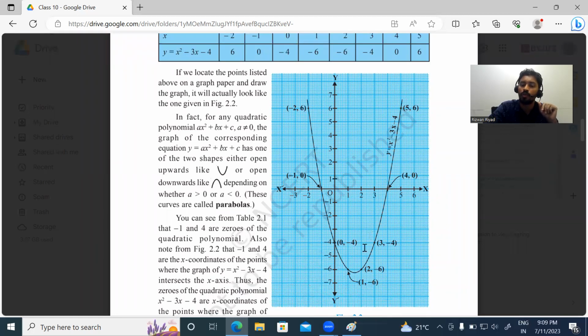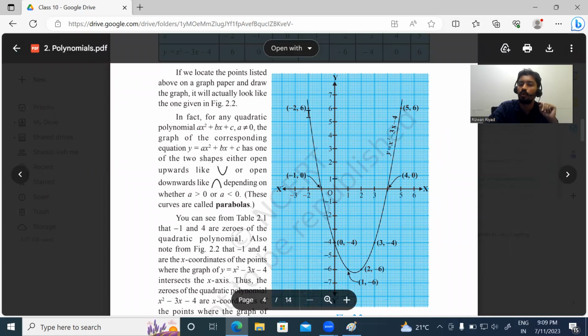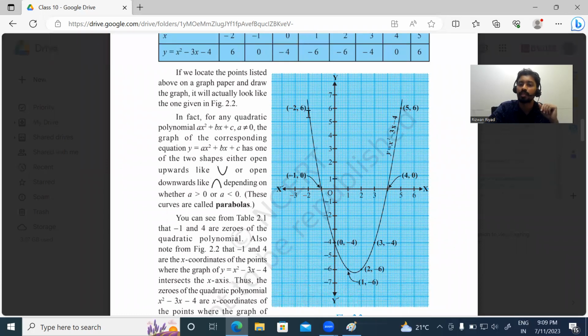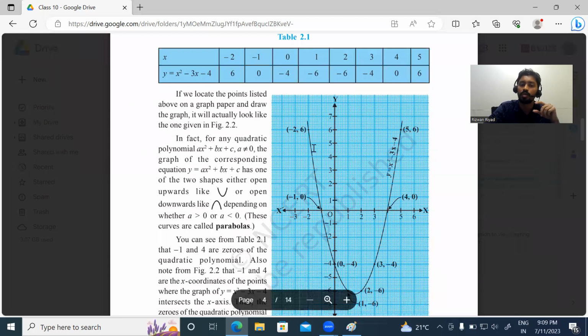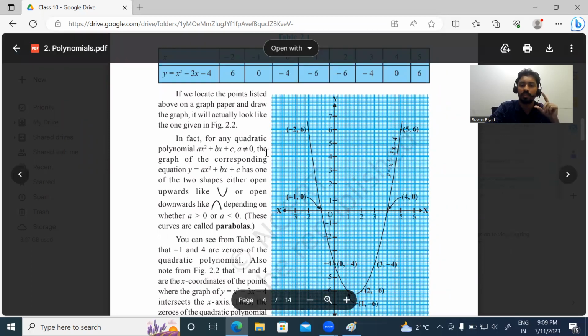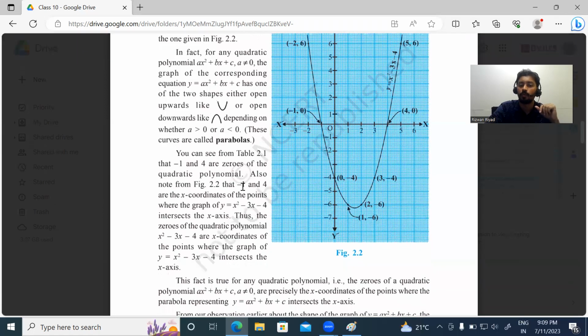And if you join all these points, I hope you know how to join the dots. We tried this in our childhood days, right? Connecting the dots. Like that, you can find many points based on these coordinates, plot the points here and connect all of them, and you will get the graph. In this way, you can draw the graph of polynomials.